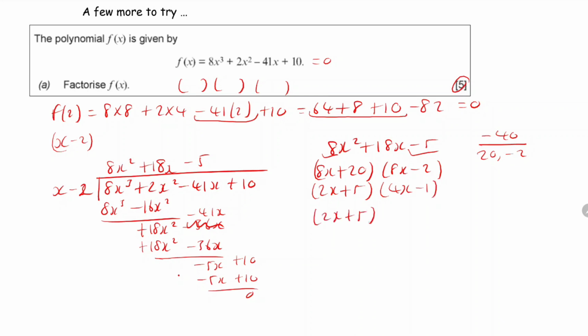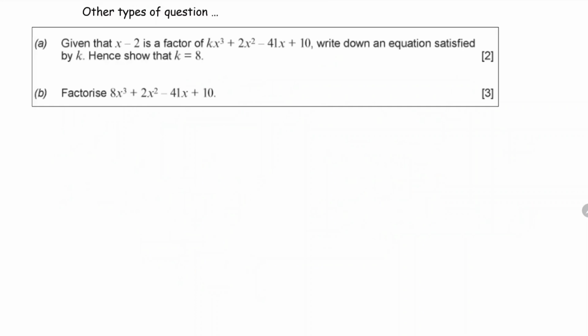So our three brackets are 2x plus 5, 4x minus 1, and our original one, which is x minus 2. And we've factorized. No need to solve because it just wants us to factorize. So that job is done.